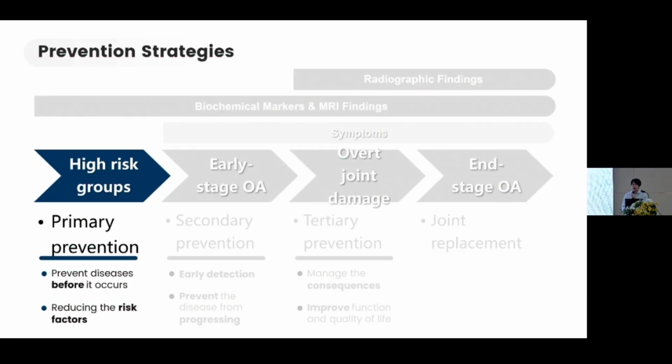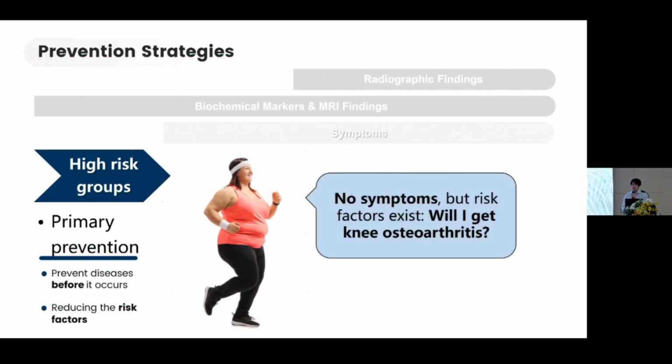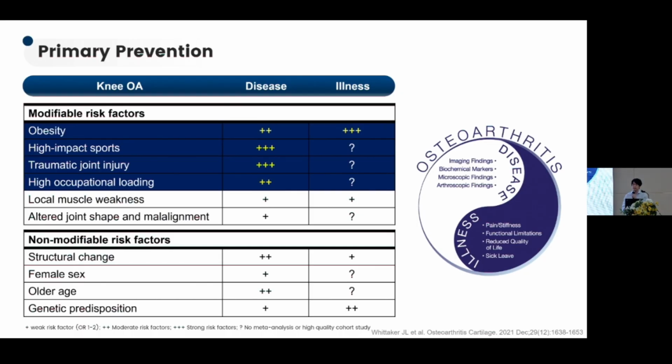Looking ahead, how can we forecast the development of osteoarthritis in people who currently show no signs of the disease? What are the subtle clues or even the early indicators that could help us to predict who will eventually succumb to this condition? Starting with the primary prevention, we'll look at proactively reducing the risk of developing OA.